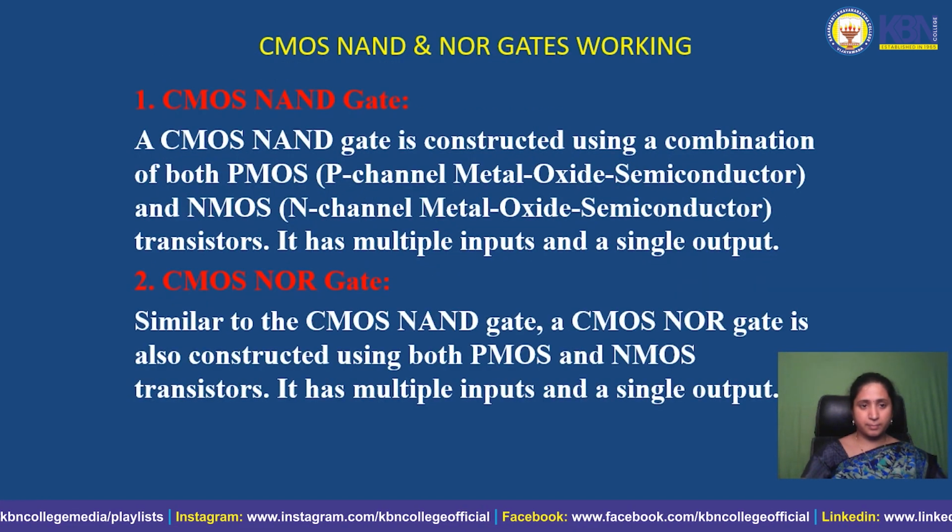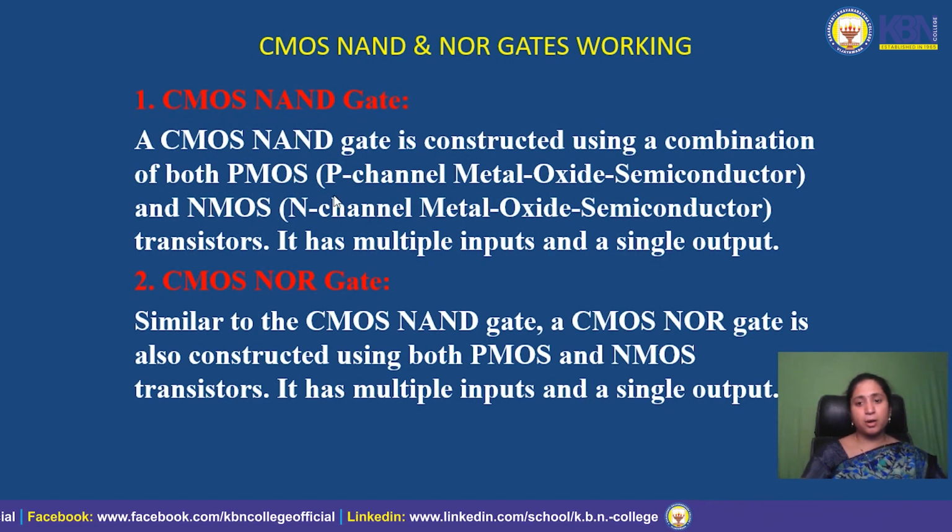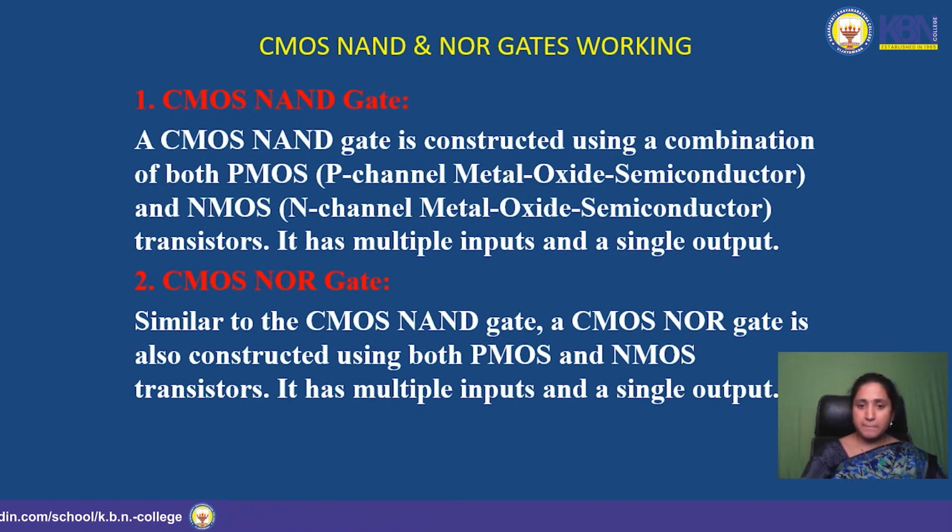Here's some working. So CMOS NAND gate and NOR gate. CMOS NAND gate is constructed using the combination of both PMOS and NMOS. PMOS means P-channel metal oxide semiconductor and NMOS is N-channel metal oxide semiconductor. P means positive terminal and N means negative terminal. It has multiple inputs and a single output. So the number of masters will be more and the slave will be one.